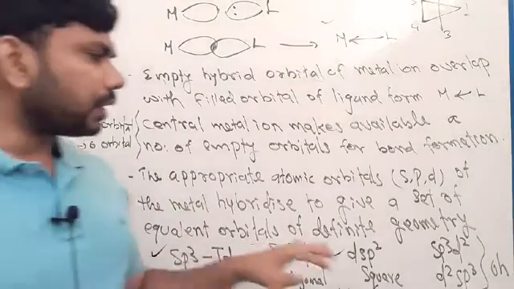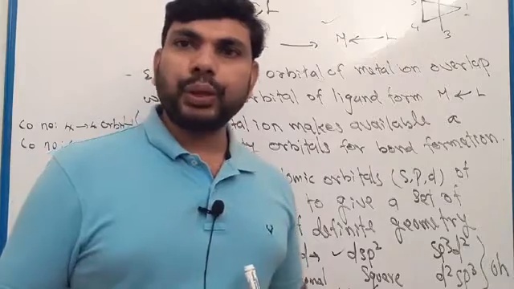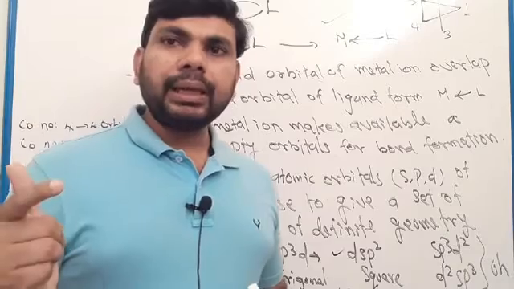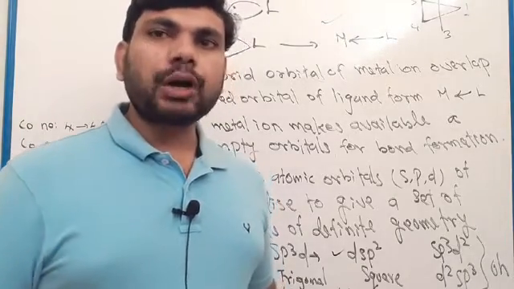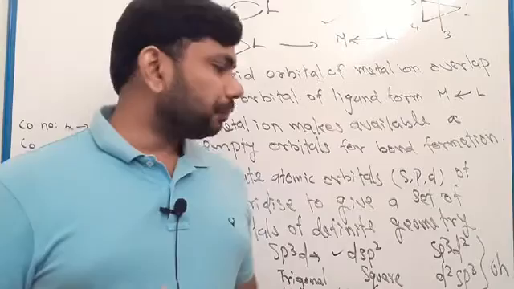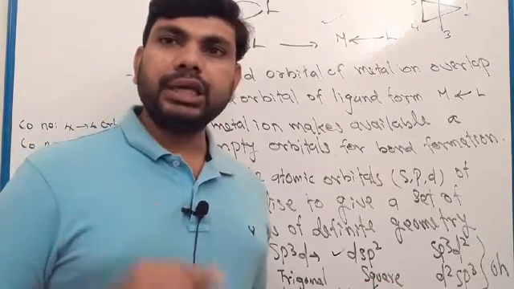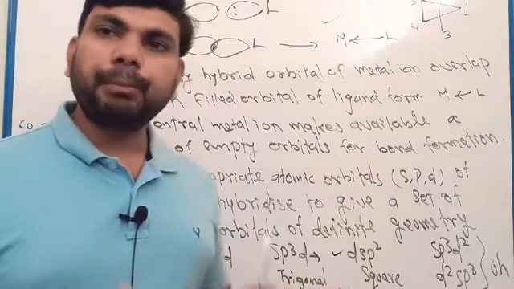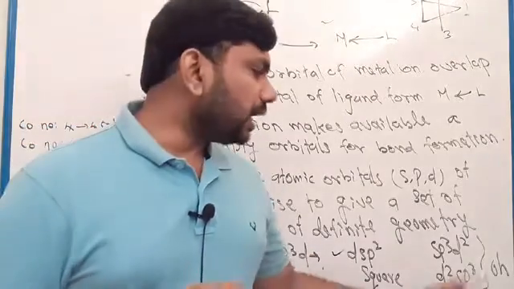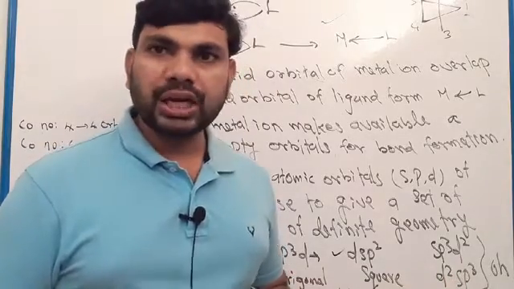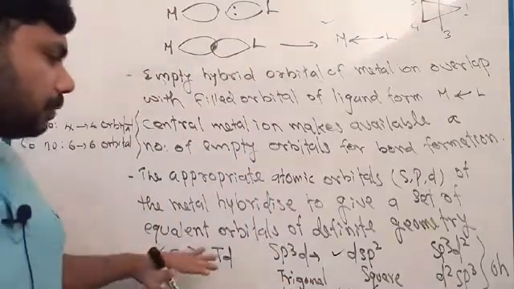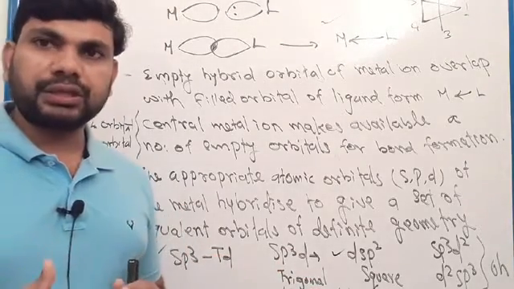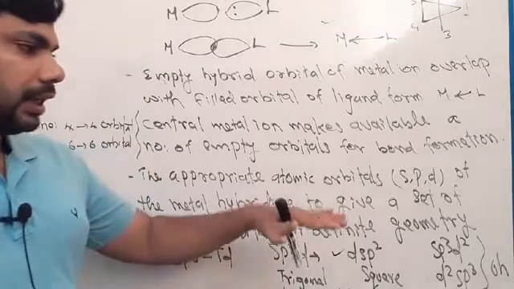Clear? Last one here, sp3d2. sp3d2 means 6 orbitals: one s, three p and two d. So 6 orbitals, sp3d2 or d2sp3. Both contain 6 orbitals. They are octahedral. So you remember these hybridizations and their structures, sp3, sp3d2 and so on accordingly.